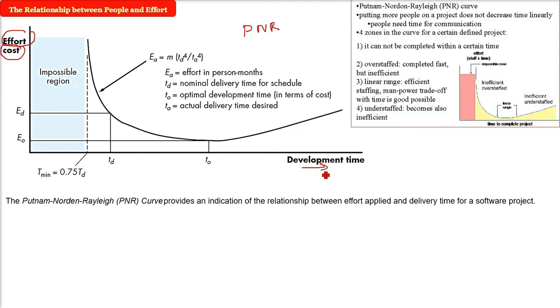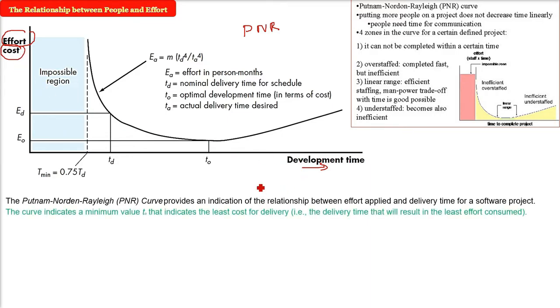So we need to see the graph, how it is shaping in terms of effort and the development time. The curve, what is it indicating? There is a minimum time t0 here, and this indicates a flat curve. This is the least cost of delivery. What I'm trying to suggest is the delivery time that will result in the least effort consumed. Least effort, this is the time t0.